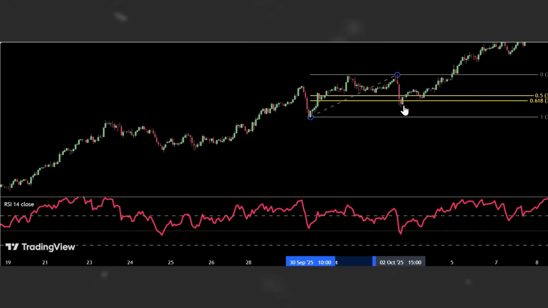Wait for the price to pull back. Now check the RSI. It's around 55. Perfect. It shows that buyers are in control and the price can still go up.